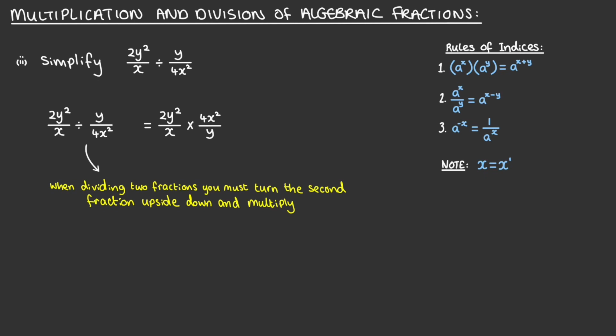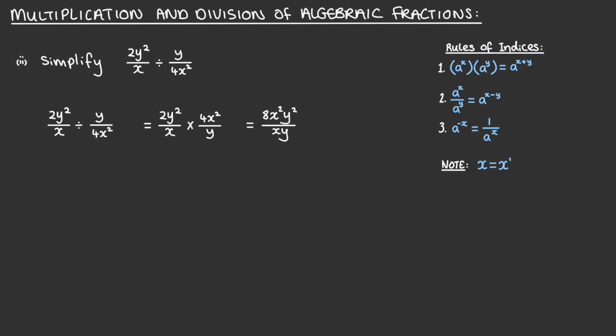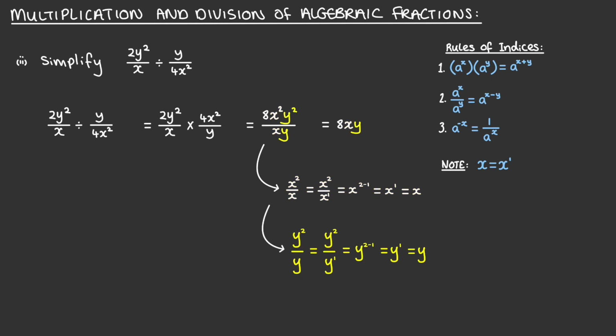If you remember, we must multiply the top by the top and the bottom by the bottom. This leaves us with 8x squared y squared divided by xy. x squared divided by x is the same as saying x squared divided by x to the power of 1, which is equal to x to the power of 2 minus 1, which is equal to x to the power of 1. And we said that any number to the power of 1 is equal to the original number. So x to the power of 1 is equal to x. The same principle applies for y squared divided by y. So therefore, we are left with 8xy for our answer.